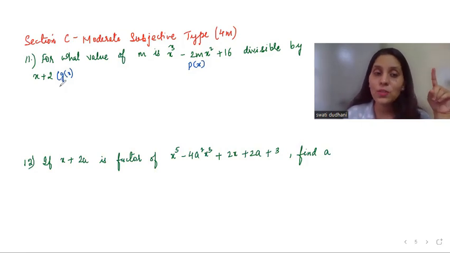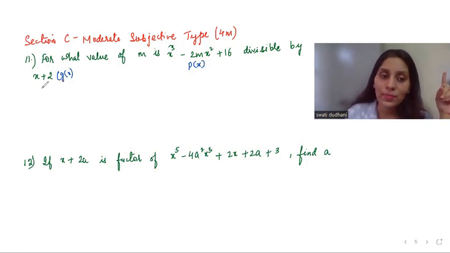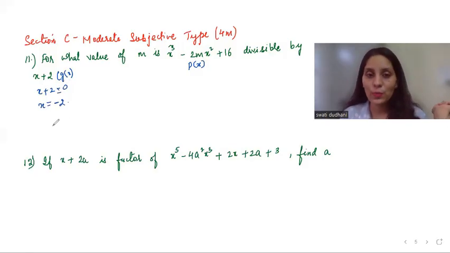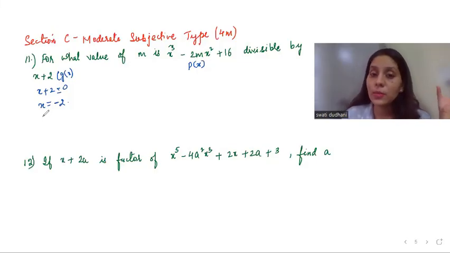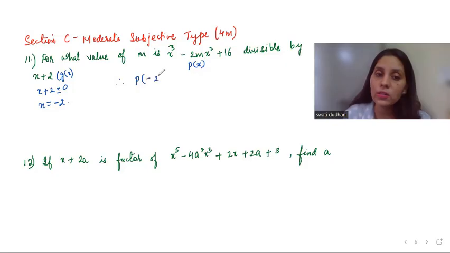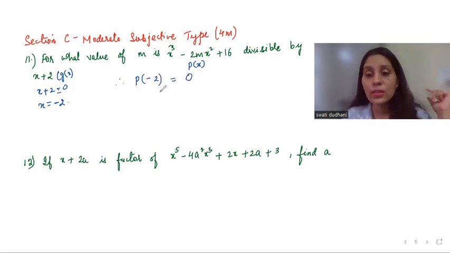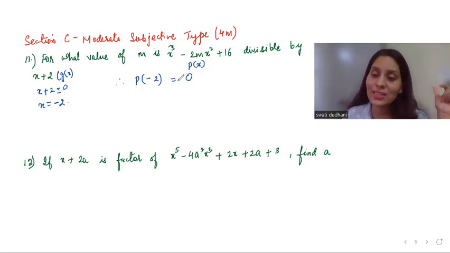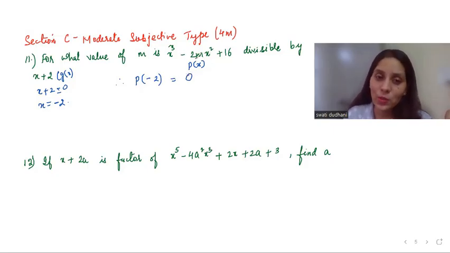So first step is you will find the divisor equal to 0. So x plus 2 equal to 0, which is x equal to minus 2. Since it is divisible, since it is a factor, the next step is substituting the value. P of minus 2 will be equal to 0. You will equate it to 0 because it is divisible. It's a factor. Now substitute this as negative 2.